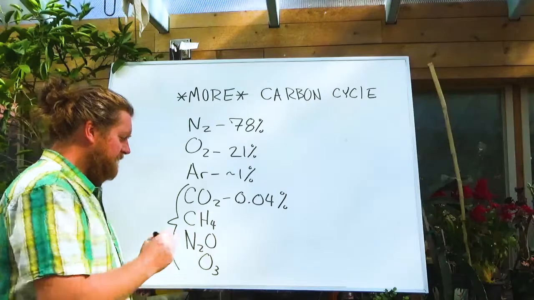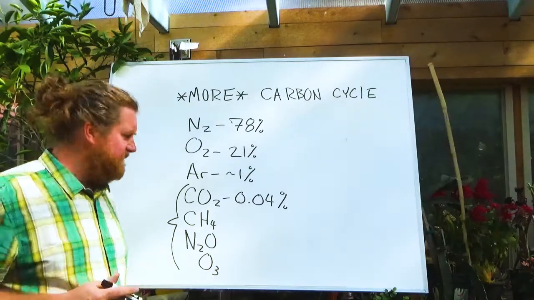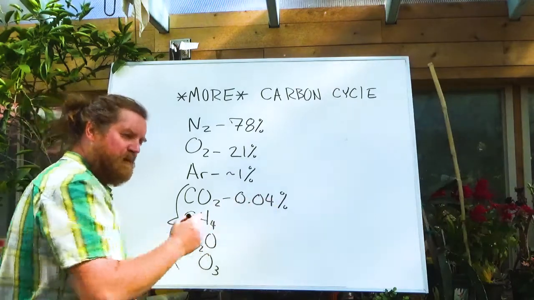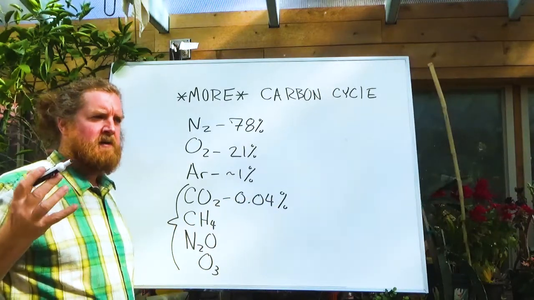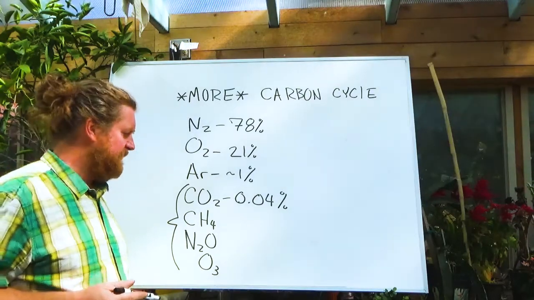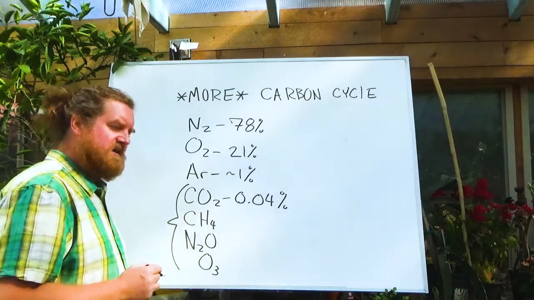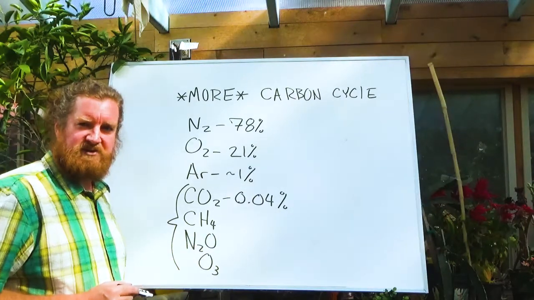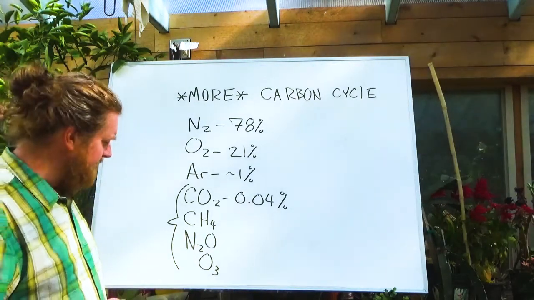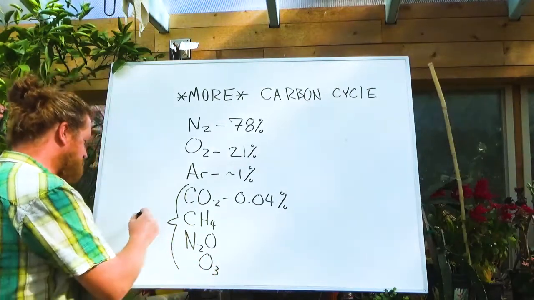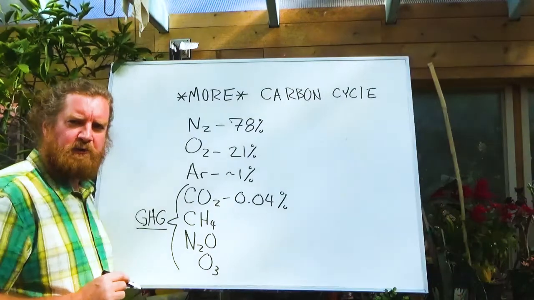So if we look at the lesser components of the atmosphere, CO2 is at a pretty dismal percentage, so small that we don't use percentage. We start to talk about parts per million, right? It makes much more sense to do that. CH4, which is methane, nitrous oxide, which you may have experienced at the dentist's office, and ozone, O3. All of these are greenhouse gases.